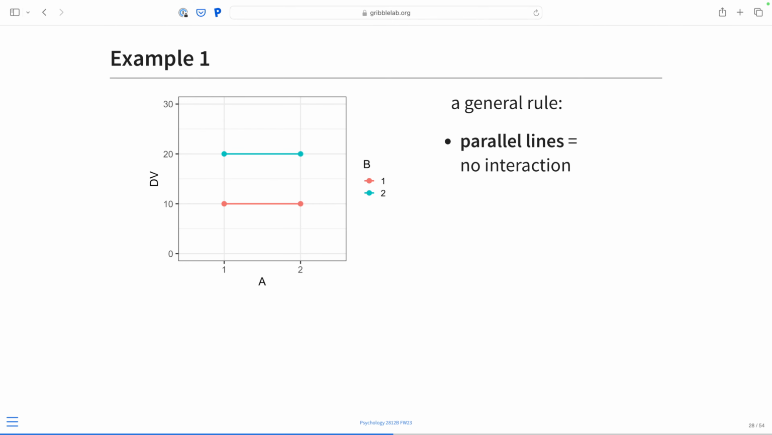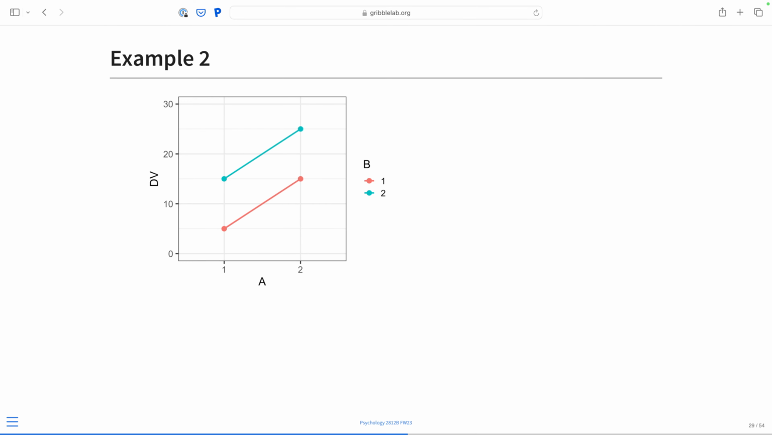And a general rule is, in a factorial design, if the lines are parallel, then you have no interaction effect. Because whatever's happening on one line, the same effect is happening in the other line. So that's by definition not an interaction effect. When the lines aren't parallel, you might have an interaction effect.